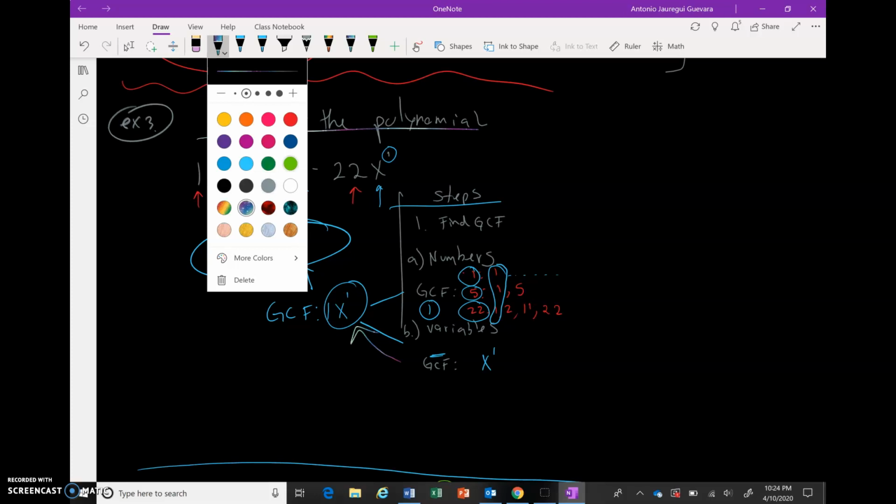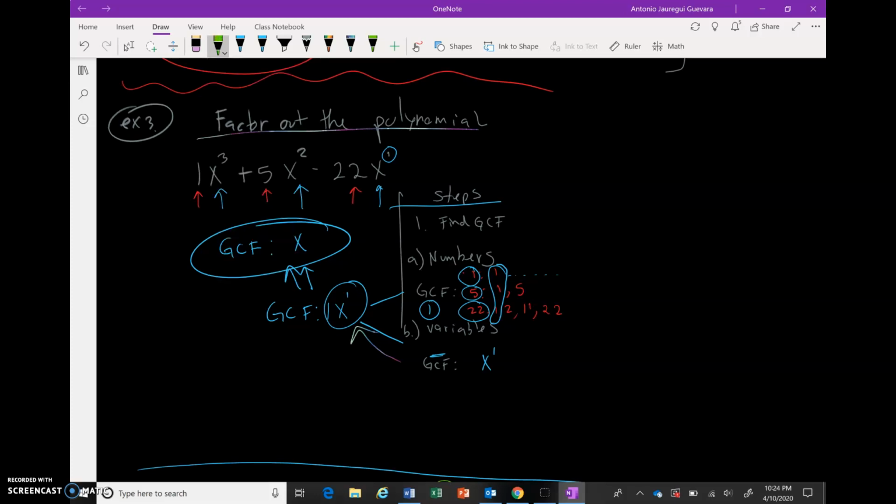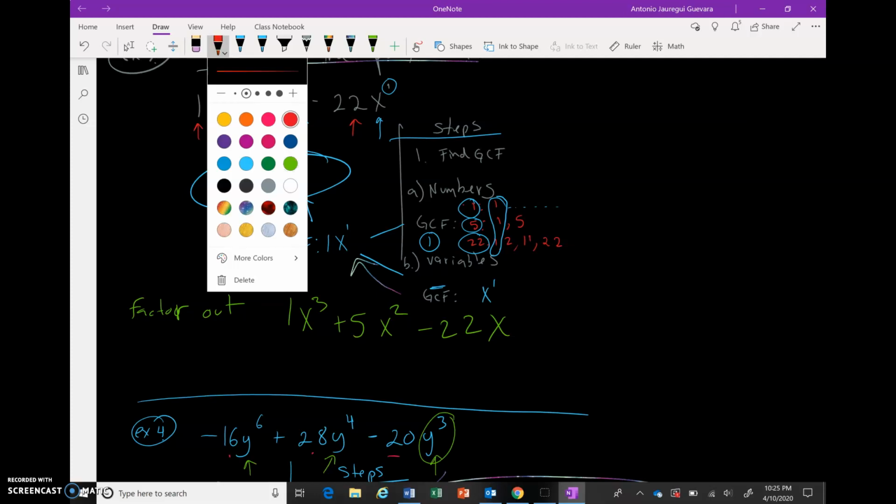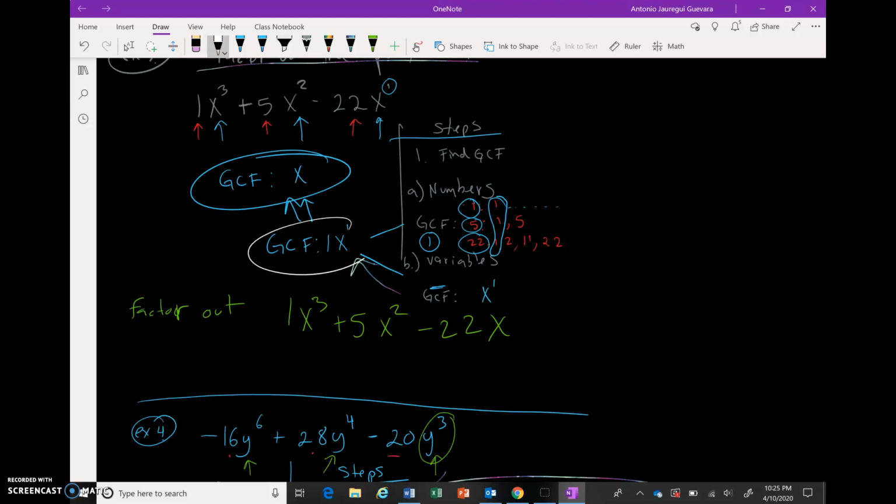So let's go ahead and do it with green. Again, we're trying to factor out 1x cubed plus 5x squared minus 22x. The first thing you have to do is take out your greatest common factor and put it on the outside. I'm sorry, that looks sloppy. So take out your greatest common factor, which is 1x.